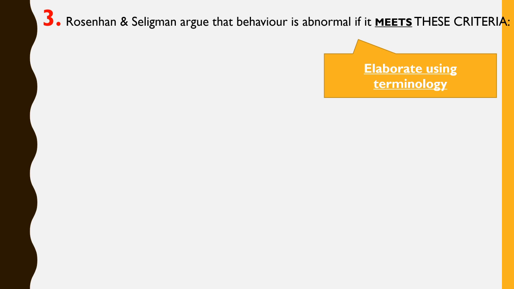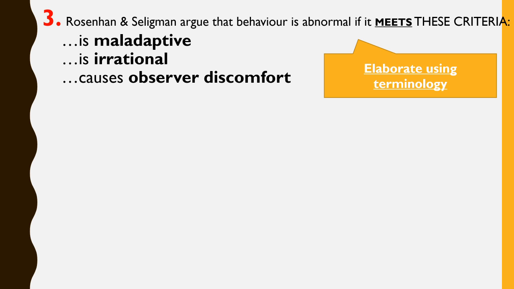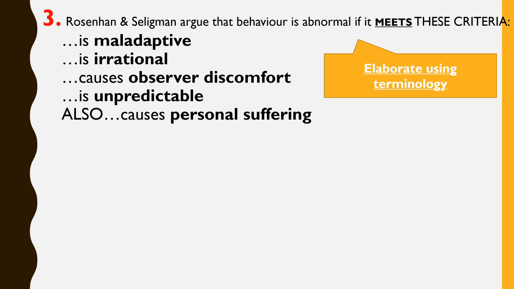Moving into section number 3, this is where we start to elaborate it using terminology. Now, in this particular definition, we've got 2 researchers. So we've got Rosenhan and Seligman. Now, Rosenhan and Seligman argue that behaviour is abnormal if it meets specific criteria. And they name those criteria as maladaptive, irrational, causing observer discomfort, and if it's unpredictable. Also, it might be classed as abnormal if it causes some sort of personal suffering.